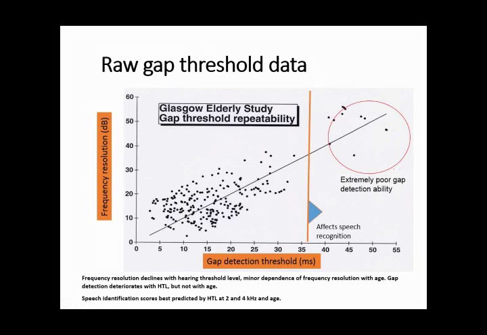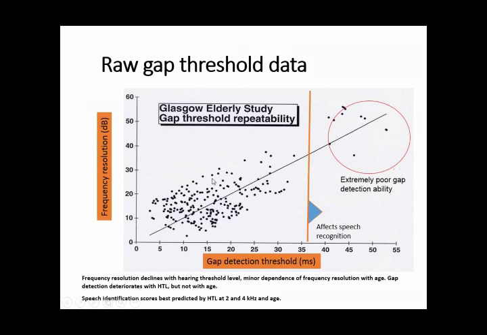And here's the concurrent result. It's just plotted all of the subjects together, and they measured the gap detection threshold in milliseconds, whether the frequency resolution. Not quite sure what the measure was here, but it is a measure where the lower it is, the better your resolution in frequency, and the shorter that is, the better your gap detection.